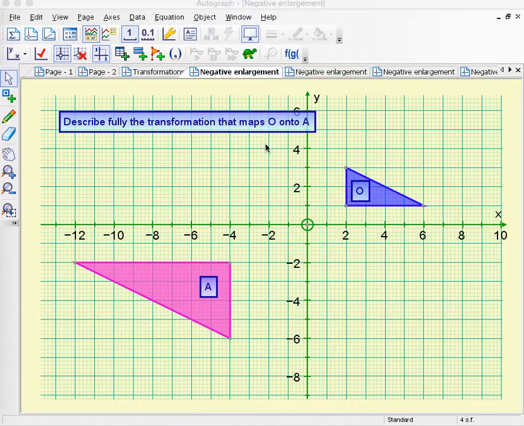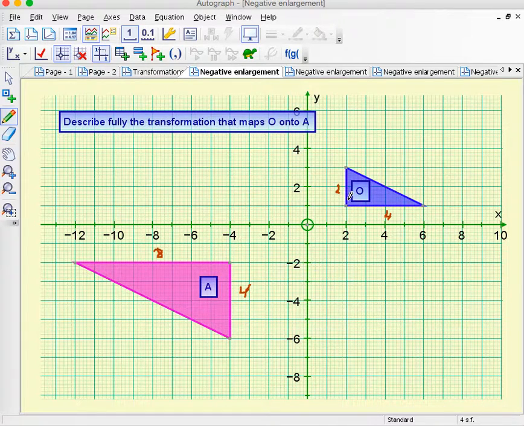We want to describe a transformation that maps O onto A. Now, I've clearly got an enlargement because this side here is 2 and the corresponding side here looks like 4. So let's just mark that in. So that's 2 and that's 4. And this side, which is 4 over here, is 8. But the problem is it's not just a straightforward enlargement, because what's actually happened is I haven't just enlarged.